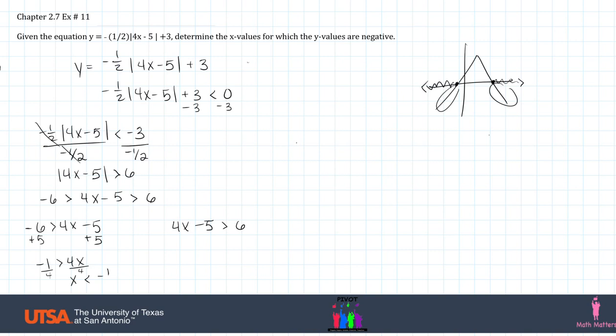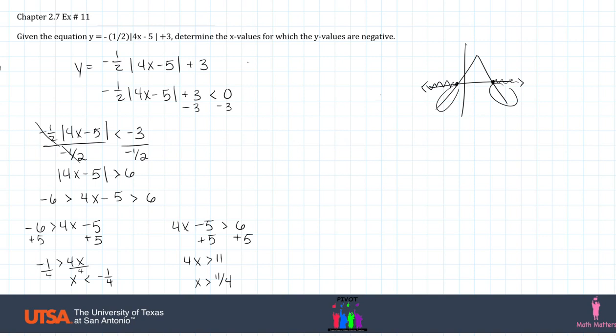less than negative 1/4. And then on this side, we have, let's add 5 here, 5 here. 4x is greater than 11. So x is greater than 11/4.